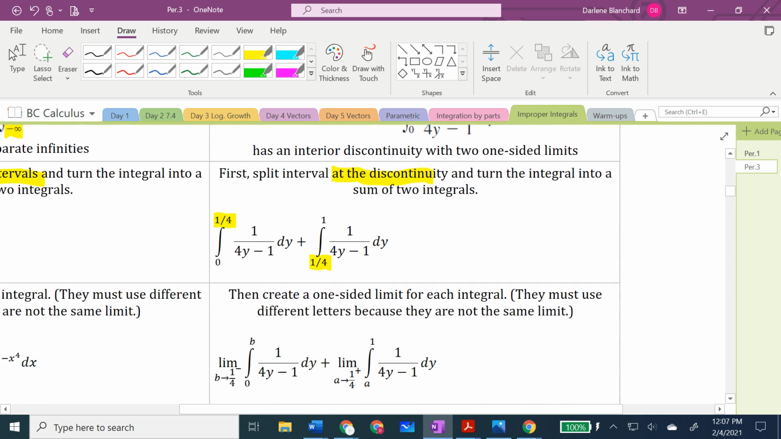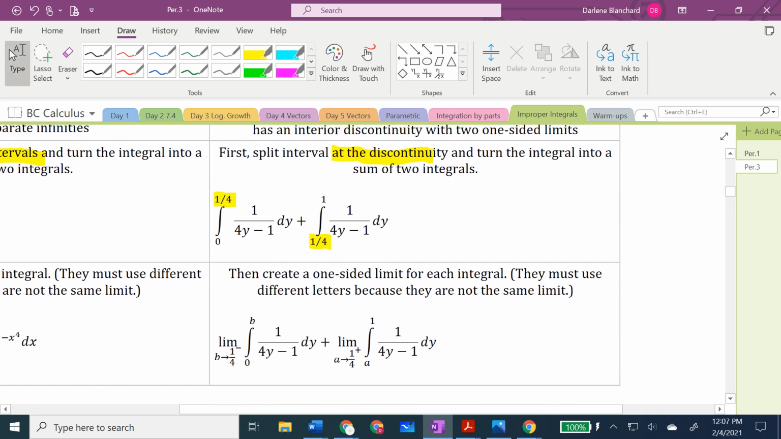And then you have to create one-sided limits for each of those two. And it's very important that you notice different variables. You must use different variables. Even though you might see that it looks like there's perfect symmetry on both sides of that vertical asymptote, you actually can't view infinity.